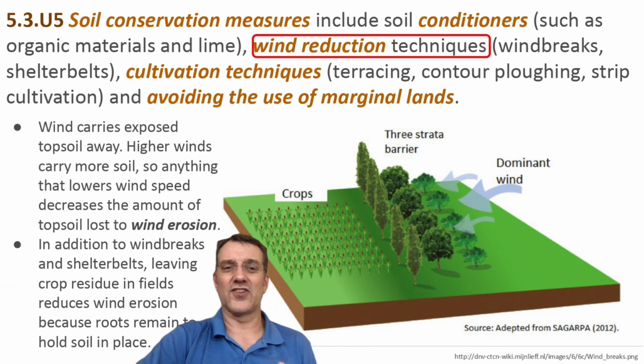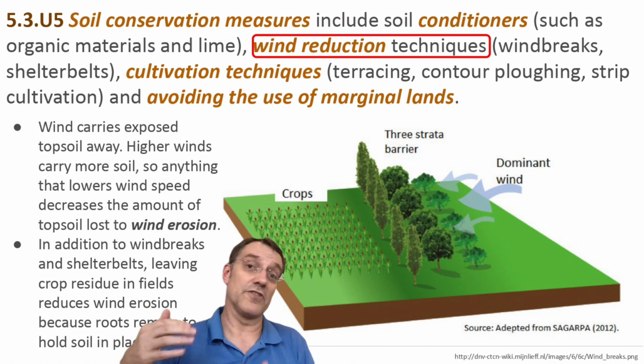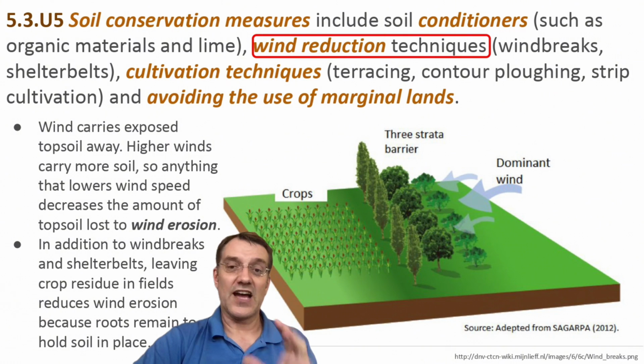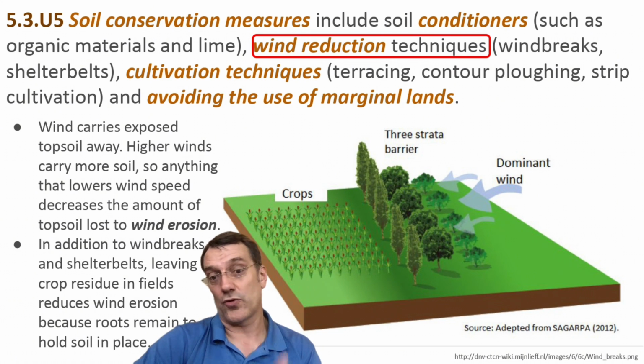Notice how the protected zone is 8 or 10 times wider than the height of the trees planted as the windbreak. This kind of system not only prevents soil erosion, but it can also reduce soil evaporation, and it can create beneficial microclimates for crops.